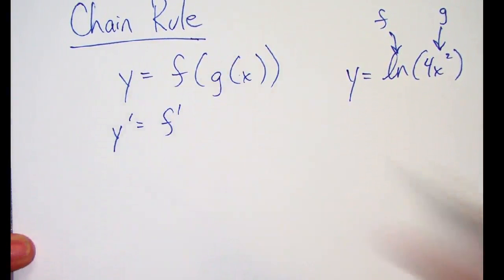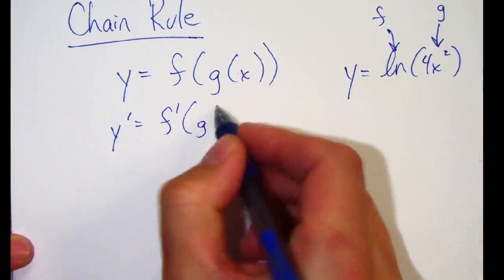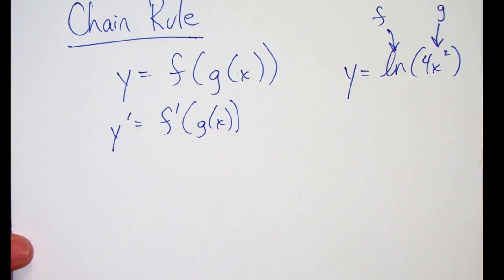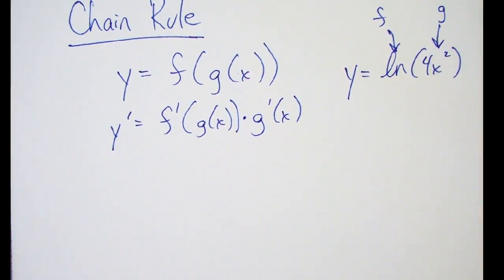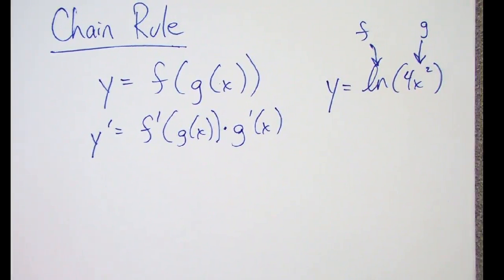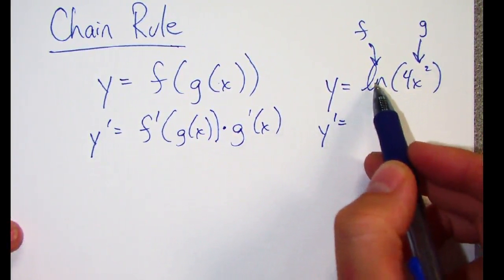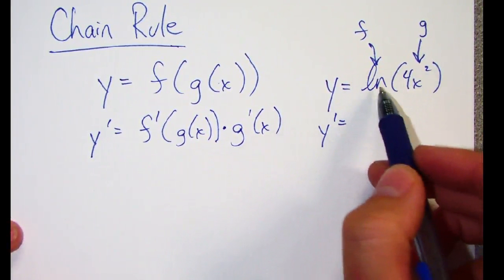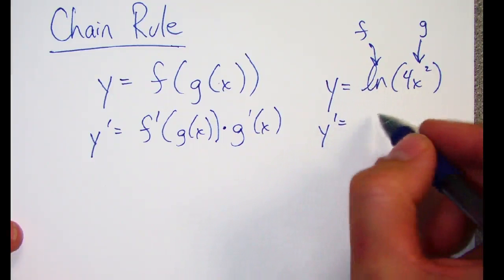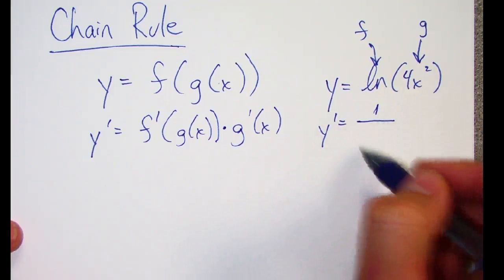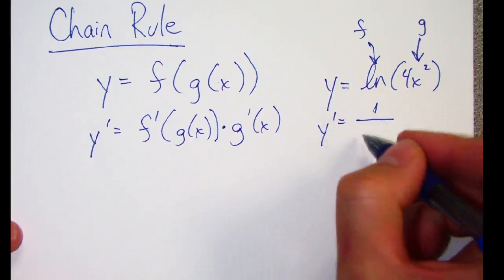You take the derivative of the outside, of the main outside dominant function, and you leave the little guy alone, you leave the inside alone, and then you multiply by the derivative of the inside. So if I were doing this problem, I would take the derivative of the outside. So natural log, the derivative of natural log is 1 over typically x. But in this problem, there's not an x inside of it. There's a 4x squared inside of it.